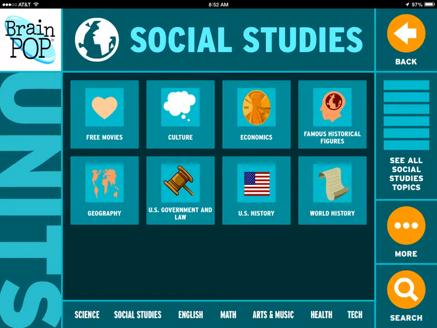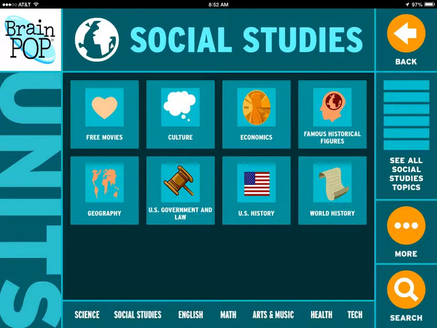So this is BrainPOP. This is the BrainPOP app that has many, many movies for many different disciplines. And you are looking at the social studies page because I am a social studies teacher, but there are many other disciplines that are covered, even things for your school such as bullying and things that cover just class culture.